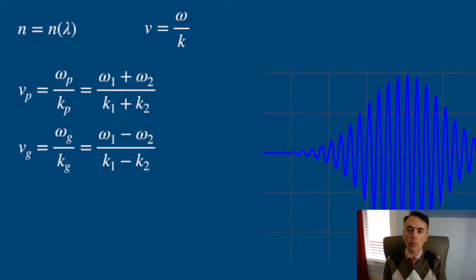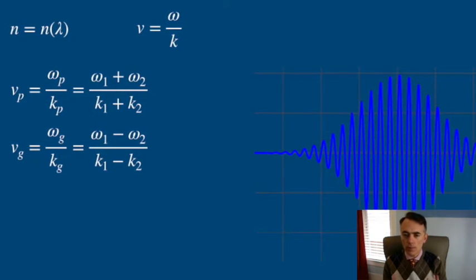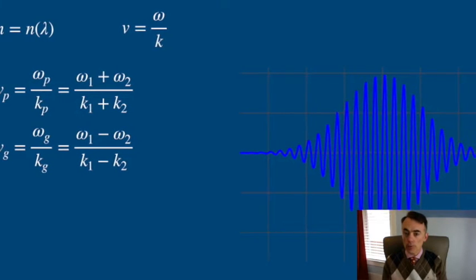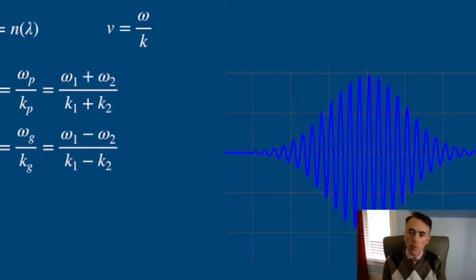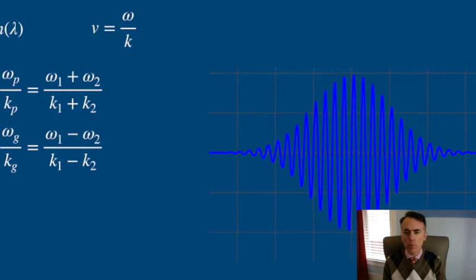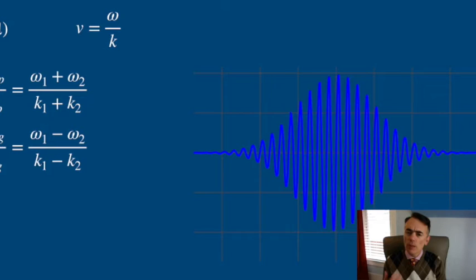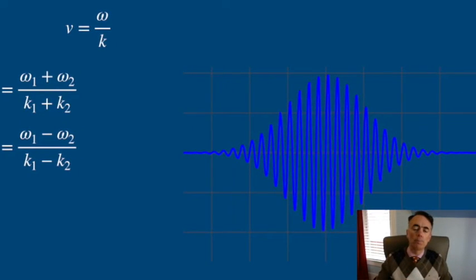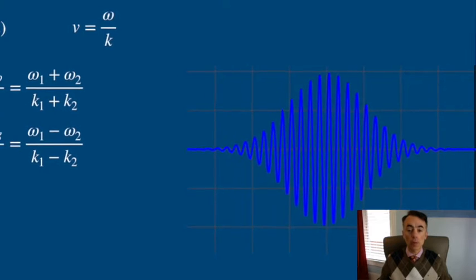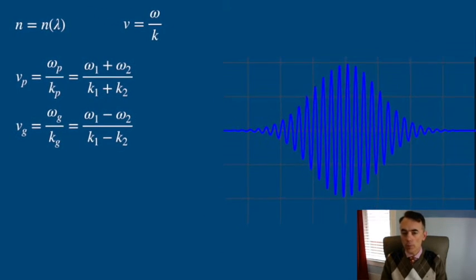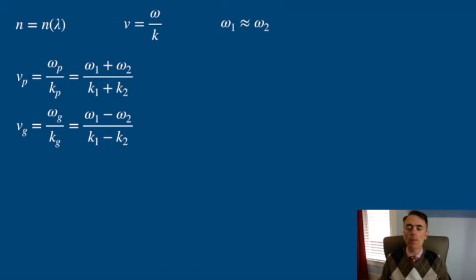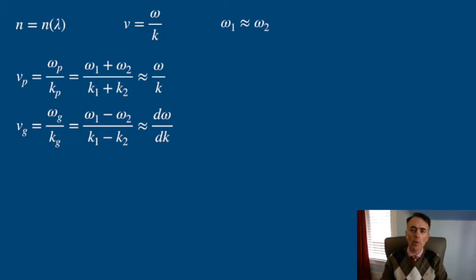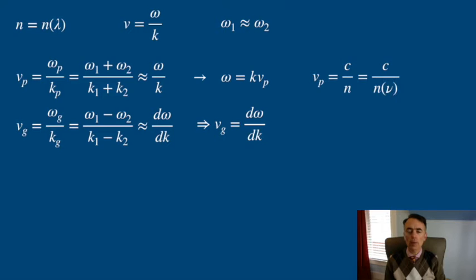But the phase velocity will be related to the velocity of the phase of the waves, the fast oscillations in the wave packet. The group velocity will be related with the propagation of the slow oscillations, with the velocity of the packet as a whole. We can assume that the differences between frequencies and wave numbers are small, so we can approximate them as derivatives. And because omega is k times v_p, the phase velocity is c over n, and n depends on the frequency.